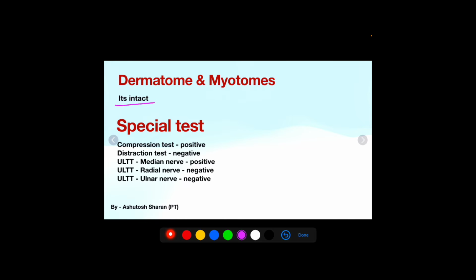Dermatomes and myotomes, it is intact. Now here comes the special test. Compression test is positive, distraction test is negative, upper limb tension test for median nerve is positive, for radial nerve is negative, and ulnar nerve is negative. Now, here is a special thing about special tests. Special tests are not so reliable.